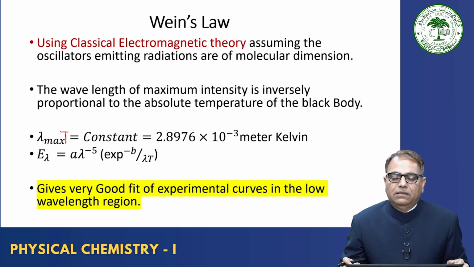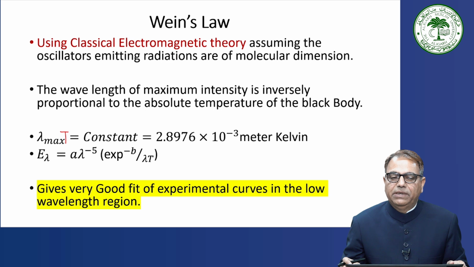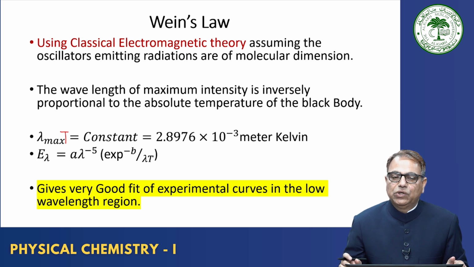So E lambda is equal to, and he derived another equation based on the electromagnetic theory, E lambda is equal to A lambda raised to the minus 5 exponential minus B divided by lambda T. So if you look at this equation, this tells you that the energy of the radiations emitted from the black body is proportional to the fifth power of the wavelength. And if you go for a higher temperature, then the exponential term becomes smaller and smaller, and so the exponential decrease is slower and slower.